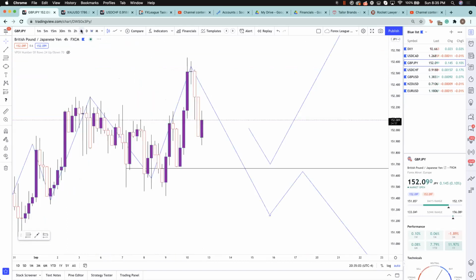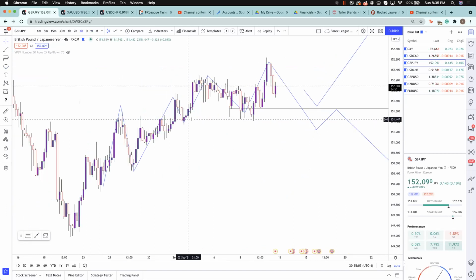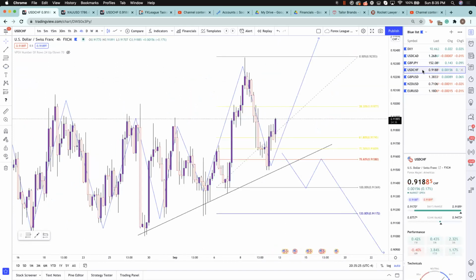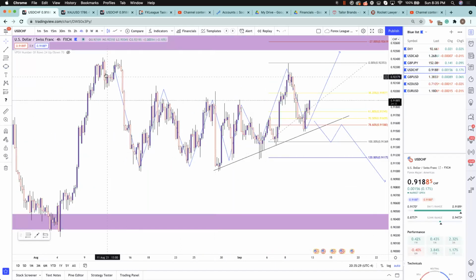Obviously, the market can do whatever it would like to do. So this 4-hour could find support here and then just push to the upside. I'm not too big on trying to take a move there, but basically if it did come down to the 151,700 area and then find a lot of support, that would be a reason to then take some buys. So that's GJ. Let's move over next to USD CHF.